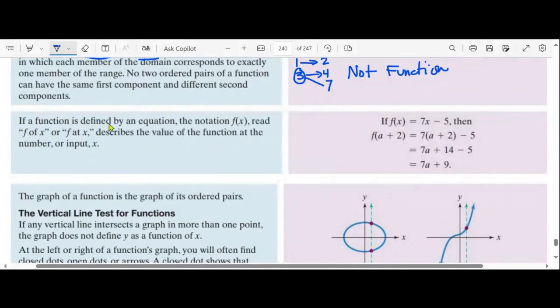If a function is defined by an equation, the notation f of x, read f of x or f at x, describe the value of the function at the number or input x. F of x equal what? 7x minus 5. Then if I replace x by a plus 2, then you replace x also the same thing here, a plus 2. So you're going to get 7a plus 14 minus 5. You're doing distribution. Okay? And then you combine like terms, 14 minus 5 give you 9. So here we are just getting the results. Okay?